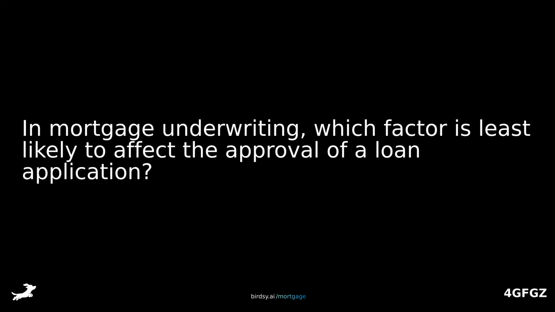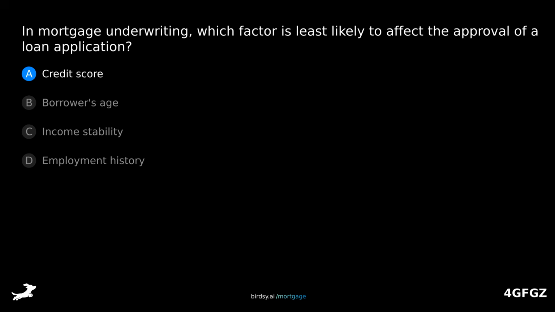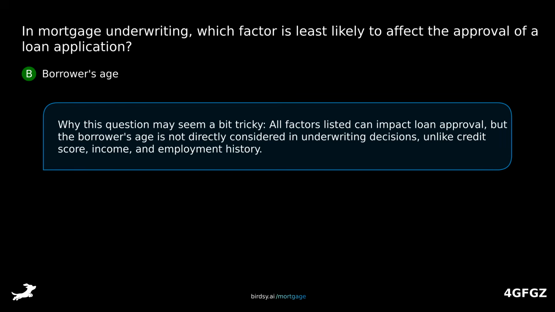In mortgage underwriting, which factor is least likely to affect the approval of a loan application? Is it A, credit score, B, borrower's age, C, income stability, or D, employment history? The answer is B, borrower's age. Why this question may seem a bit tricky. All factors listed can impact loan approval, but the borrower's age is not directly considered in underwriting decisions, unlike credit score, income, and employment history.